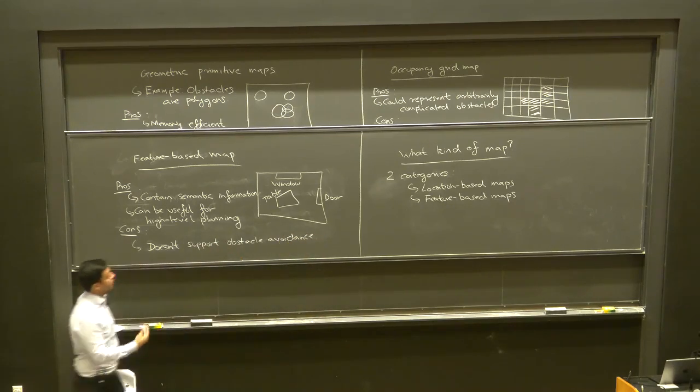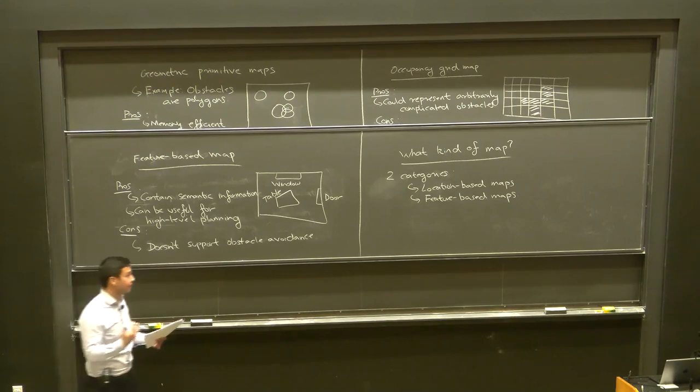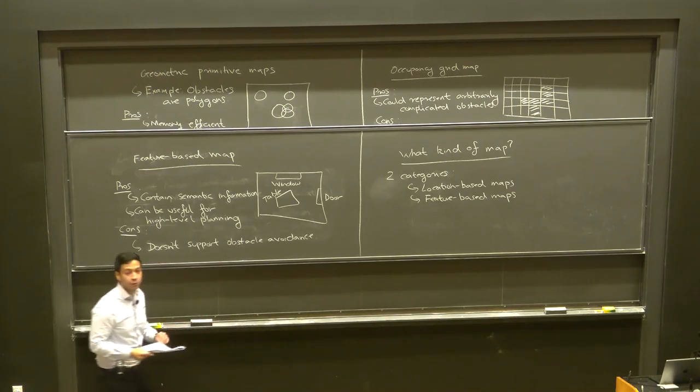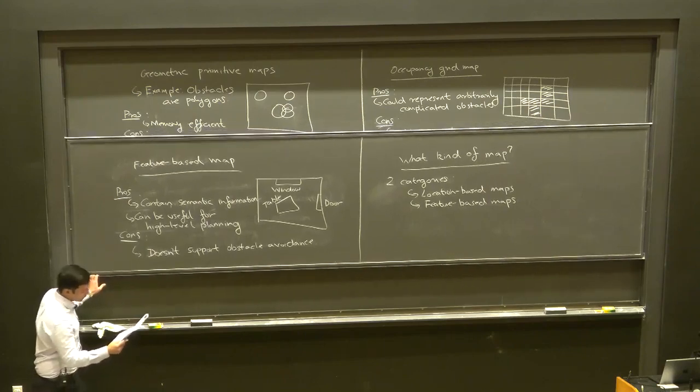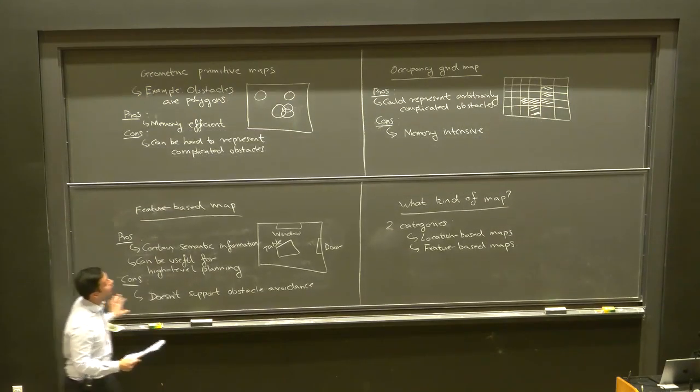Yeah, it doesn't directly support obstacle avoidance. So, like I said, in practice you should probably fuse these two representations. Okay, so let's talk about how to actually do mapping.